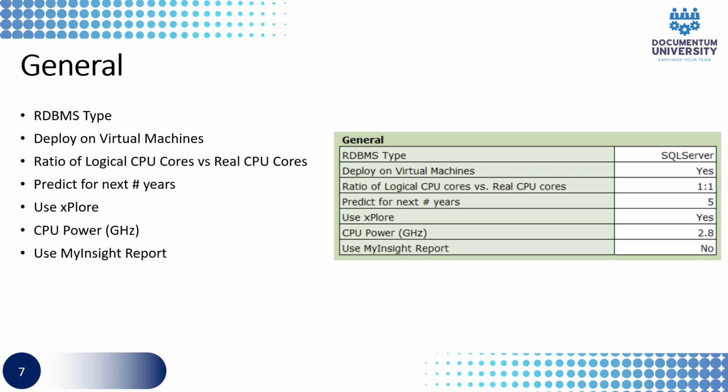Use Explorer. This parameter refers to whether you will be using the Explorer search engine as part of your Documentum system. You can choose yes or no depending on your search engine preference. CPU power. This parameter refers to the processing power of the CPU that will be used by Documentum. You should enter the gigahertz value of the CPU that you plan to use. Use My Insight report. This parameter refers to whether you will be using the My Insight reporting tool for Documentum. You can choose yes or no depending on whether you plan to use this tool for capacity planning and monitoring.